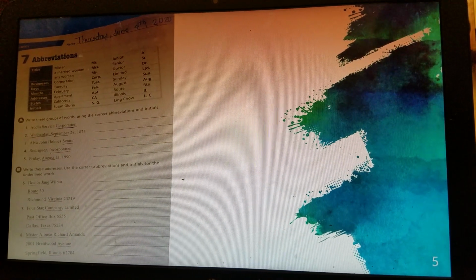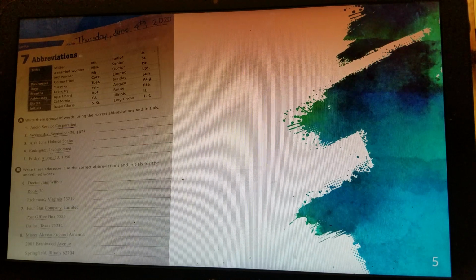Now let's go to our workbook plus page. Give me a second. I just missed the page. Page 98. Okay, right there you have another chart that may help you with title, business, date, month, address, and initials. Remember, the initial is the first letter of a person's first or middle name. Activity 1. You will write the group of words using the correct abbreviation and initials. So I already underlined some words for you.